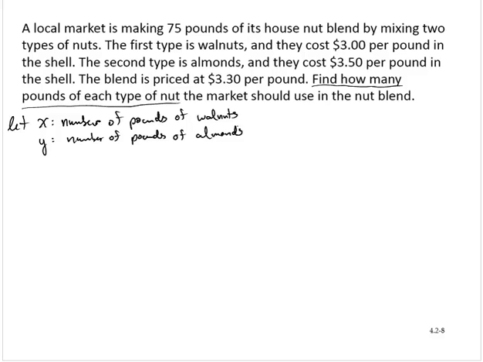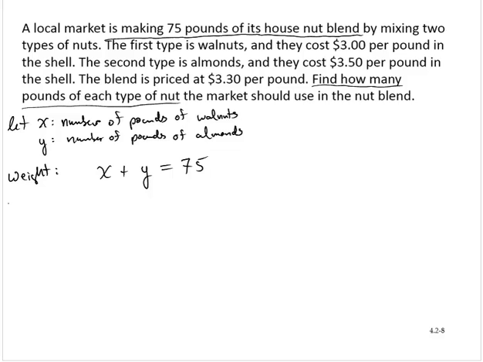Now, let's see. They want to make 75 pounds of the blend. So let's work with the weight first. We need a total of 75 pounds. And so, there's only x pounds of walnuts and y pounds of almonds, so x plus y must equal 75.